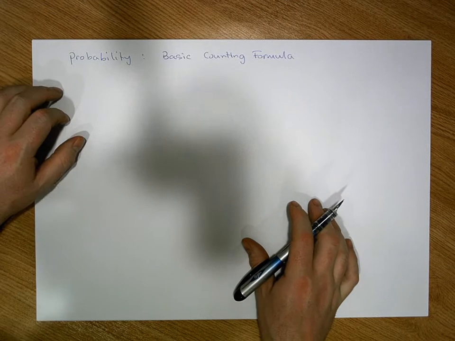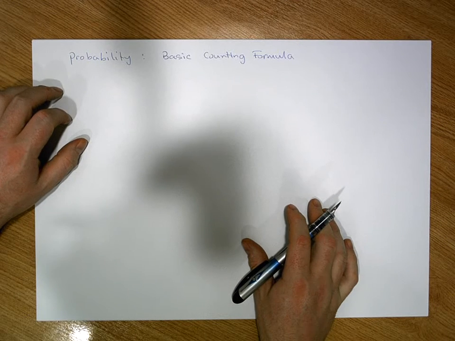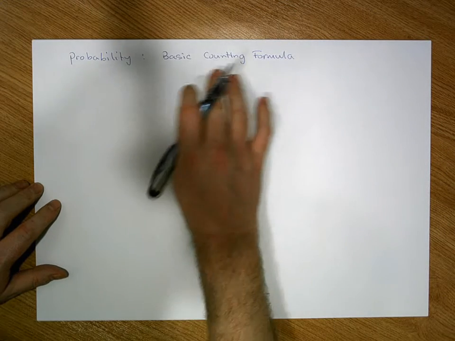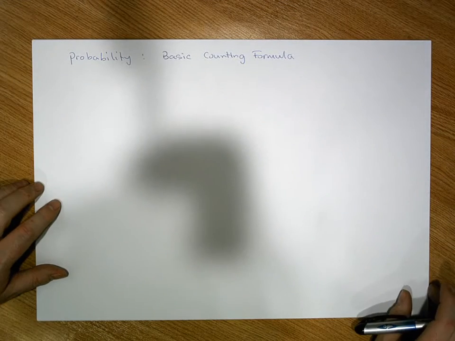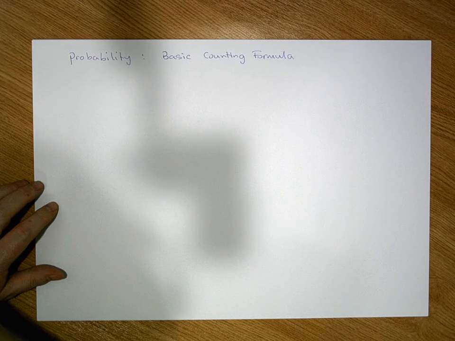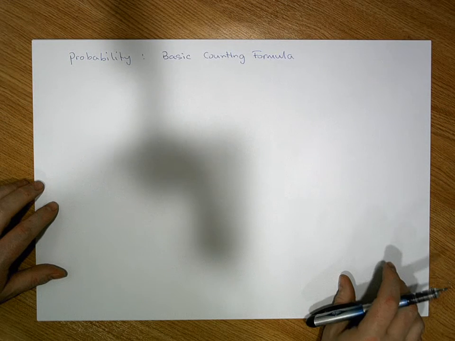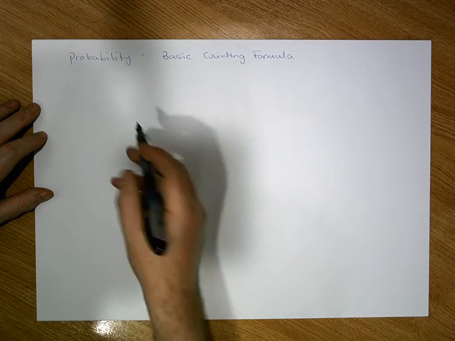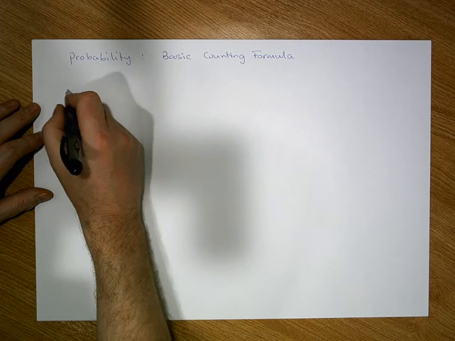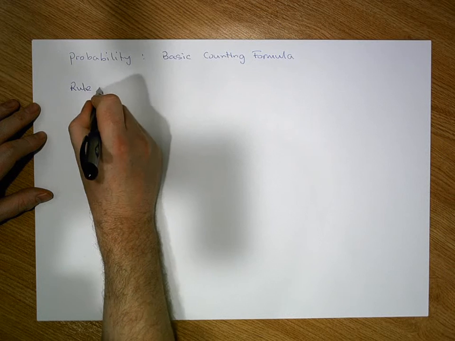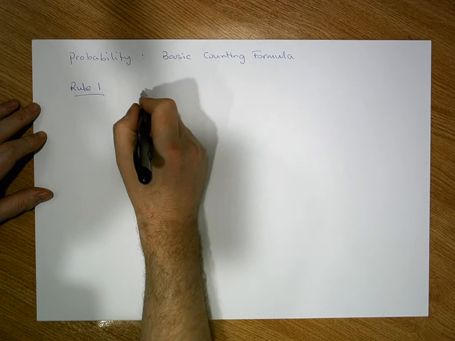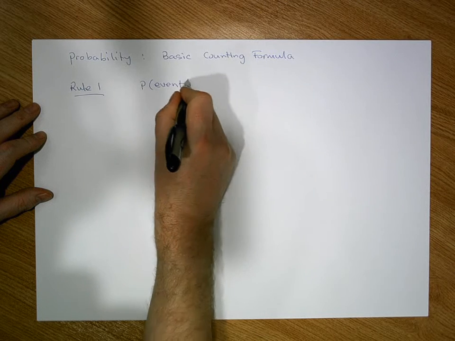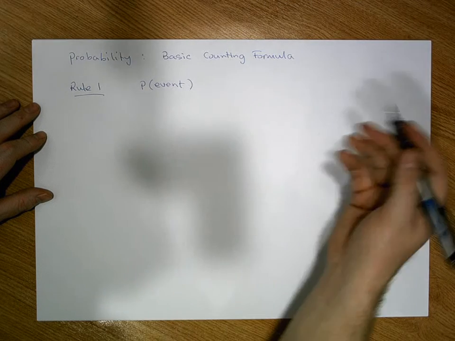This short video is another video in our series dealing with probability. And this one is going to introduce our basic counting formula, from an empirical perspective, with respect to calculating the probabilities of events with respect to some outcome. And the rule we're going to say is something like this. So here's our first rule: the probability of some event relative to some sample space.